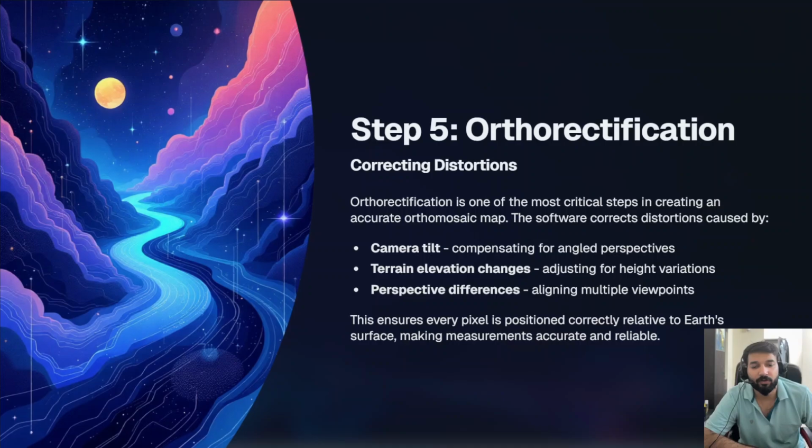Step 5. Orthorectification. One of the most important steps in orthomosaic creation is orthorectification. During this process, the software corrects distortions caused by camera tilt, terrain elevation changes, and perspective differences between images. This ensures that every pixel in the map is positioned correctly relative to the Earth's surface.